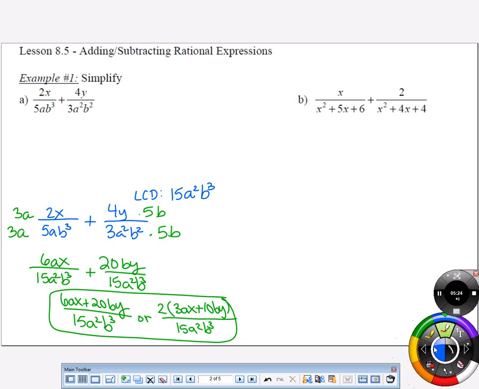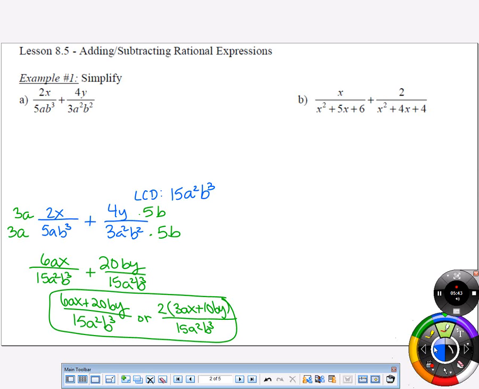All right, so now we're going to look at part B. Part B is a little more difficult because rather than just having a list of factors in the denominator, like, here's some numbers, here's some a's to some powers and some b's to some powers, we actually have trinomials, and we have to look at what those factors are and do work to factor them ourselves.